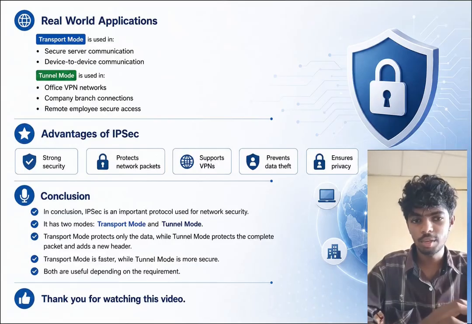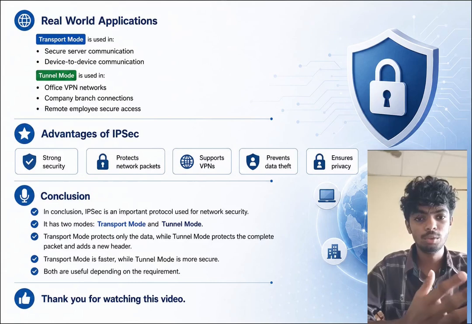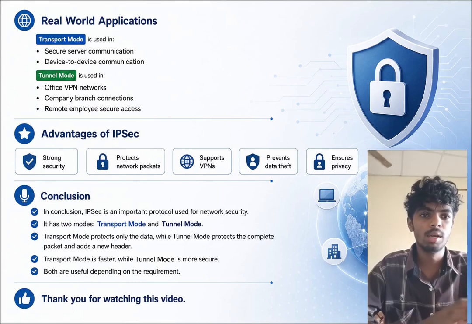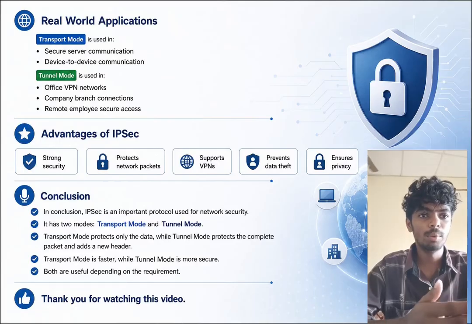Some applications of tunnel mode include office VPN networks, allowing employees to securely access the company network. And we have company branch connections, where multiple office locations communicate safely through the internet without worrying about their address being known to anyone else. And remote employee secure access: an employee who is working from home or faraway places can securely connect to the company network.